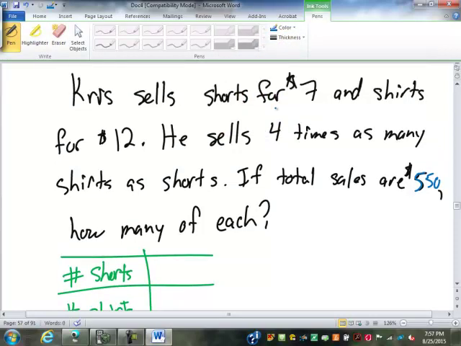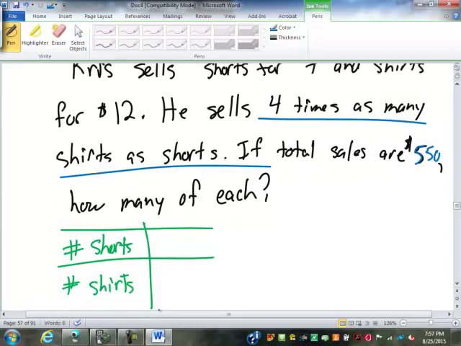Can one of them be defined off of the other? Yeah, this one's a little simpler. It flat out says 4 times as many shirts as shorts. So which one's going to be X? Shorts. And the shirts will be 4X, 4 times as many. But again, we are given a dollar amount total of $550. So we have to convert these into dollar amounts. How are we going to do that?